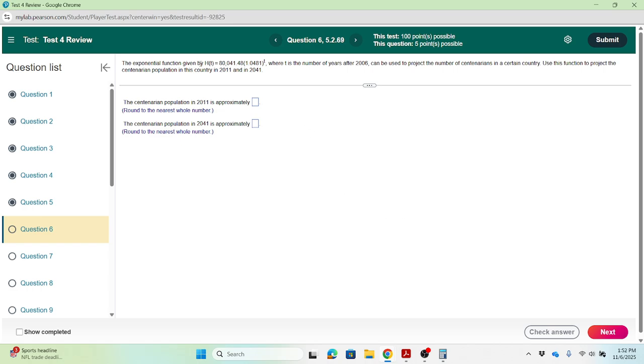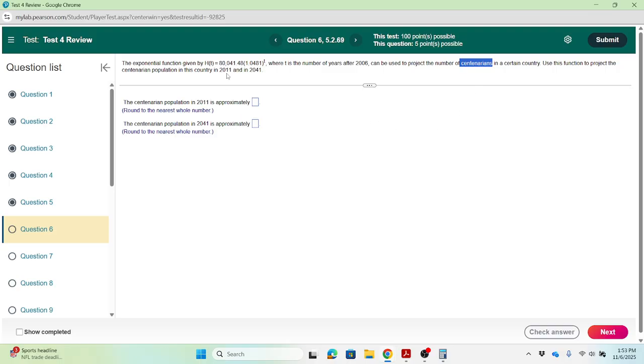The exponential function given by h of t equals 80,041.48 times 1.048 to the power t, where t is the number of years after 2006. So that means t equals 0 in 2006. It can be used to project the number of centenarians, people who are 100 years old, in a certain country. Use this function to project the centenarian population in the country in 2011 and 2041.